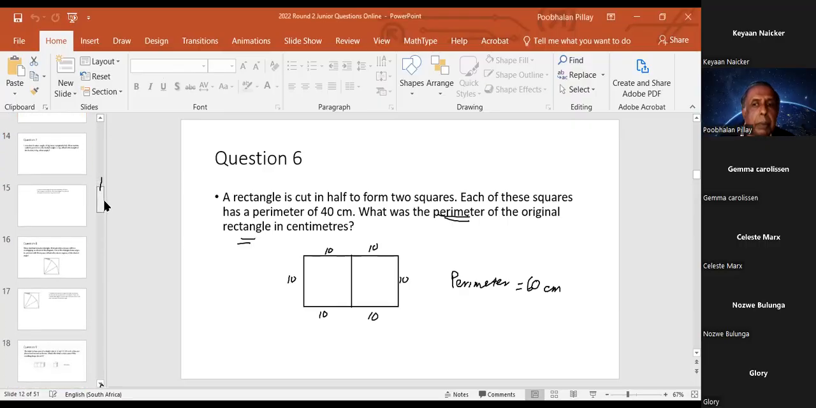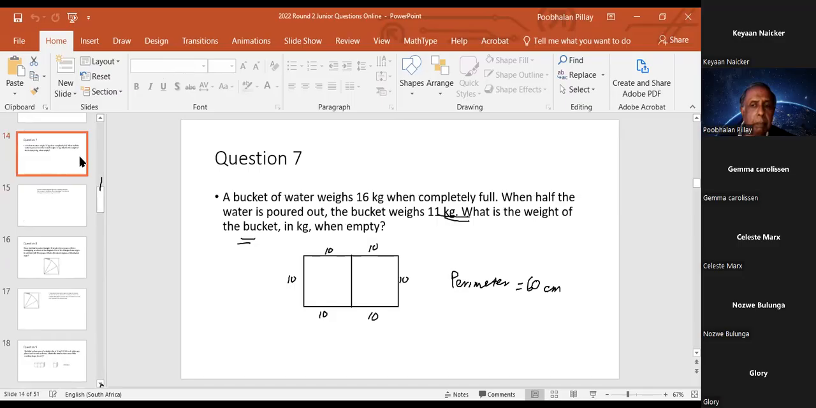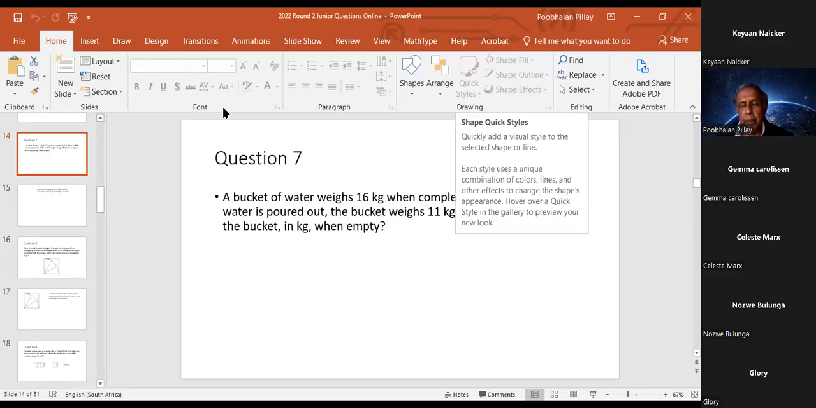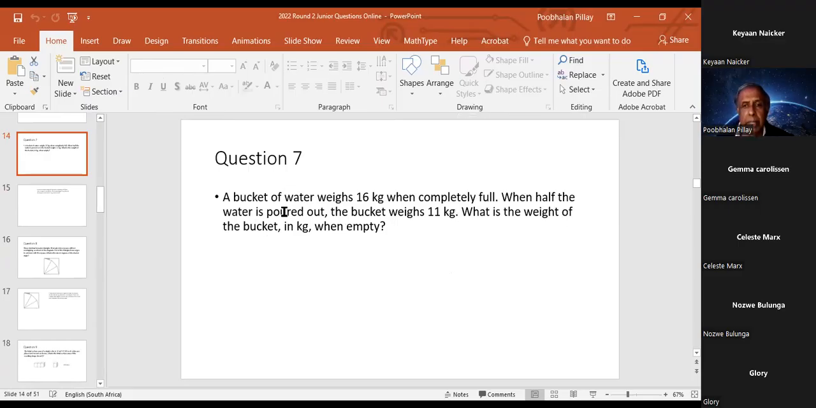Okay, so now we go on to question 7, which says the following. Oh, no, this is question 7. A bucket of water weighs 16 kilograms when completely full. All right, let's just draw a bucket.